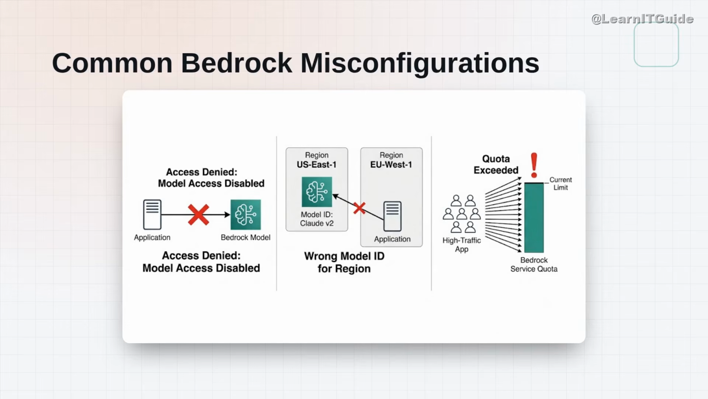Now, let us talk about the common mistakes. The first is forgetting to enable model access in the console. You will see an access denied error. The second is using a model ID that does not exist in your current region. Remember, not every model is available in every region. And the third is hitting your service quotas. If you are building a high traffic app, you must request a quota increase before you hit production, or your users will get throttled.